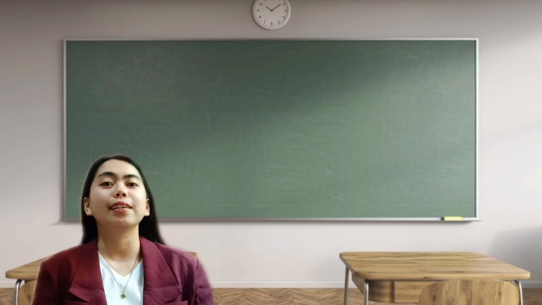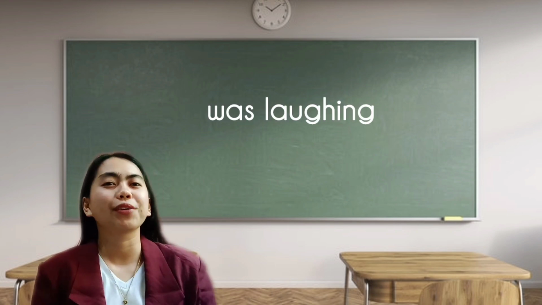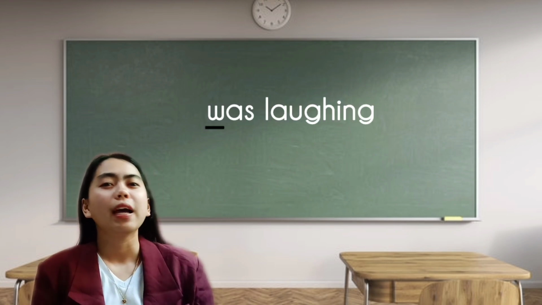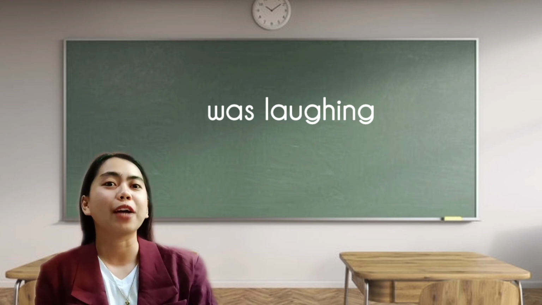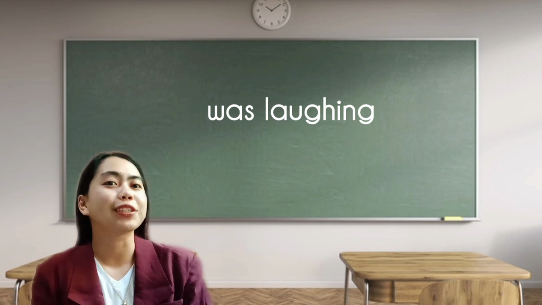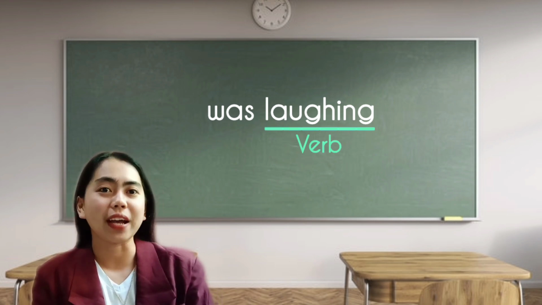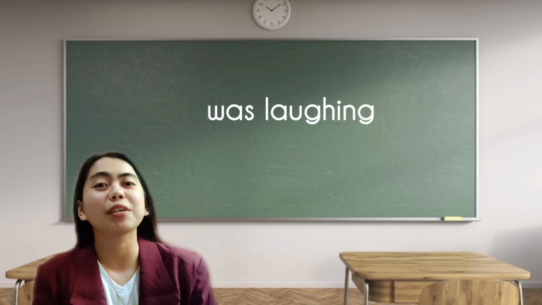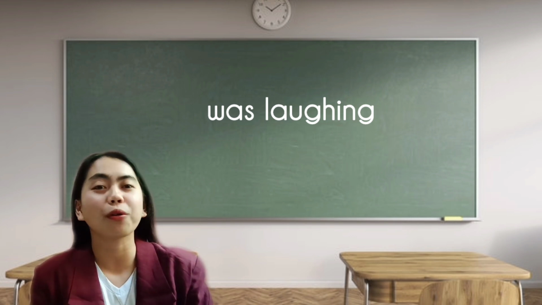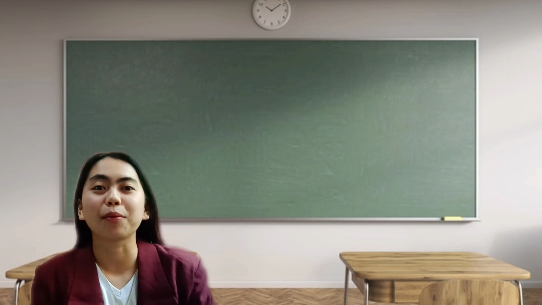Now let's take the example C. Was laughing. We can observe that it starts with a small letter and it doesn't end with a period, exclamation point, or a question mark. Aside from that, what we can only identify is the verb, which is laughing. But we don't know who is laughing. That should be our subject. Therefore, it is a phrase because it only has a predicate or a verb but doesn't have a subject. Another example is example D.